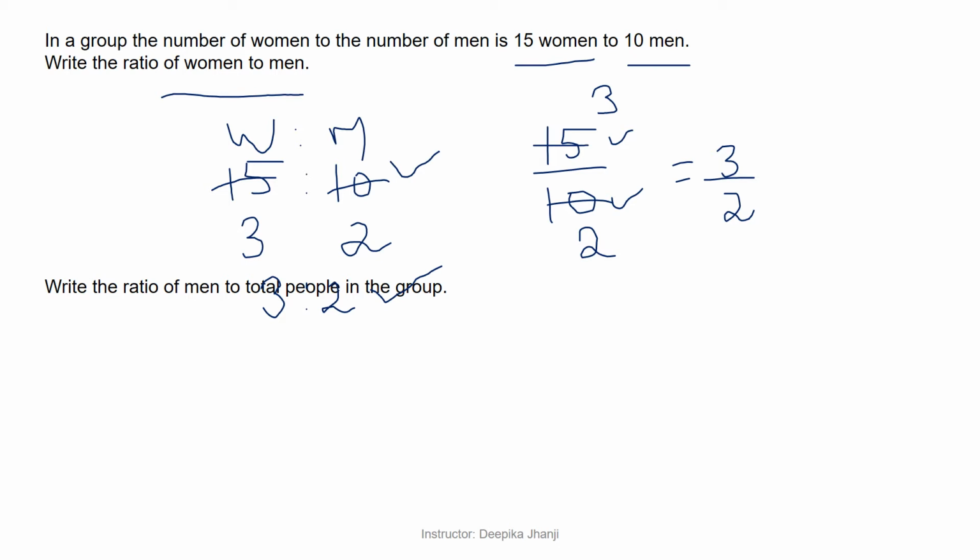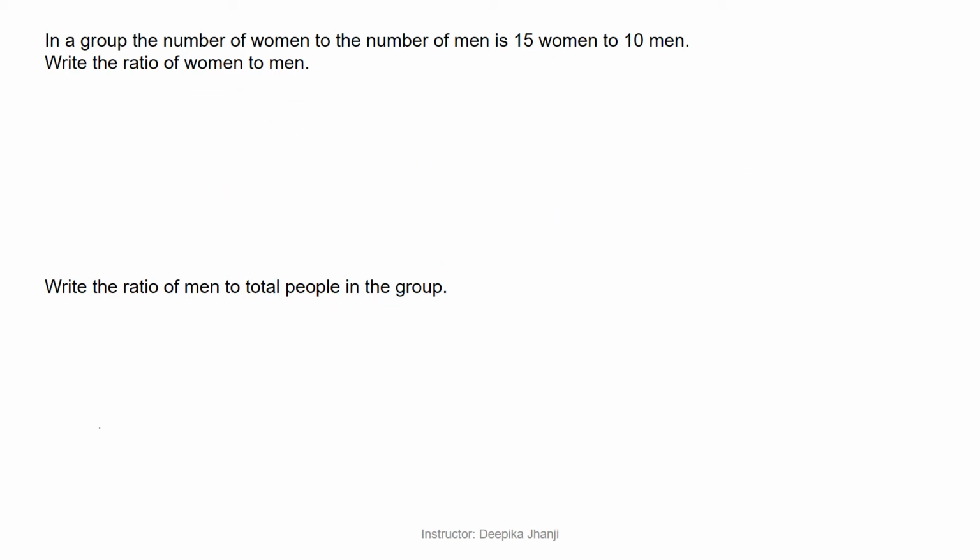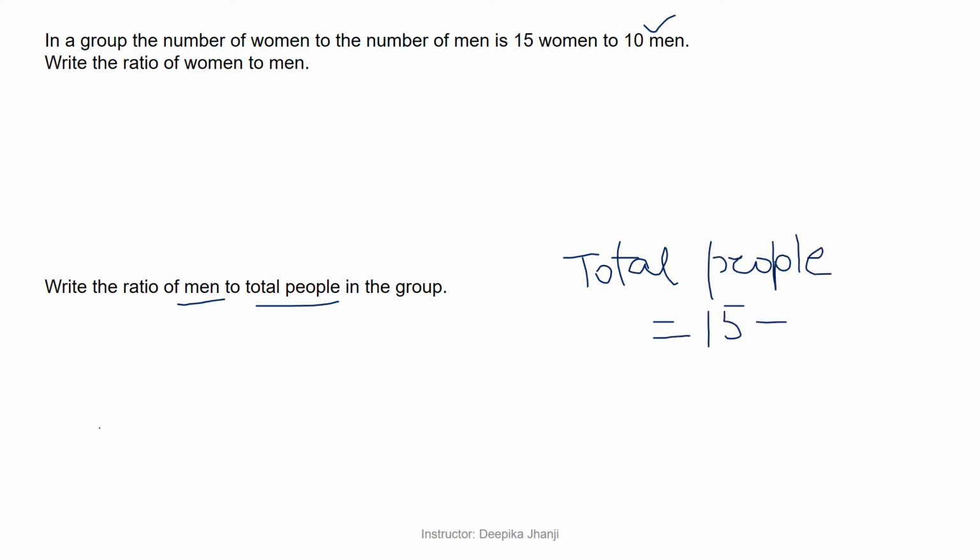Next part is to write the ratio of men to total people in the group. Now we want to write down the ratio of men to total people. We have the number of men, 10, but we don't have total people as yet, right? So we can find total people here. Total people is equal to 15 women and 10 men, right? So we have a total of 25 people.